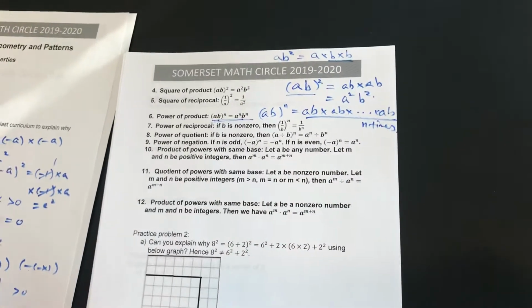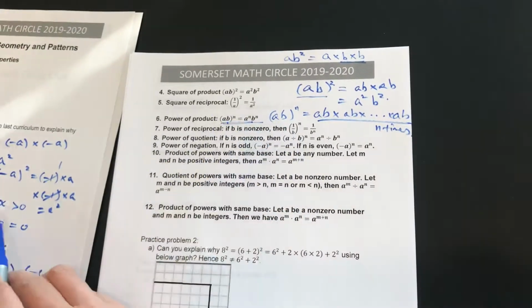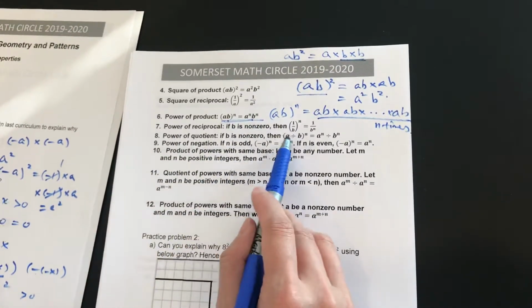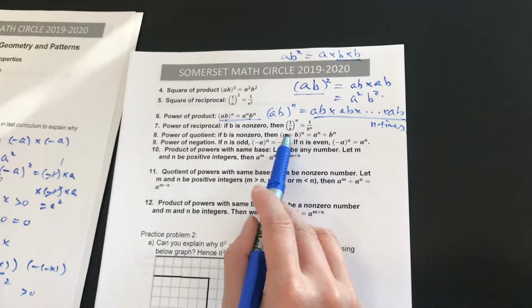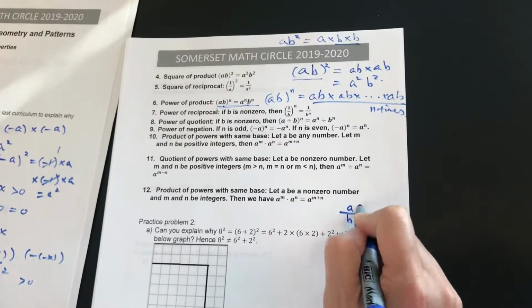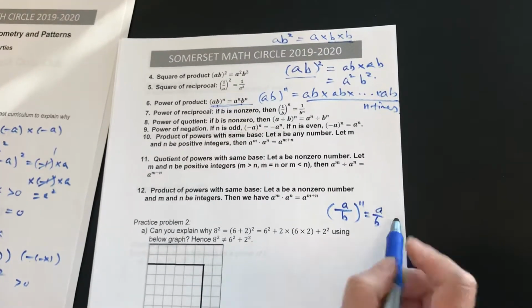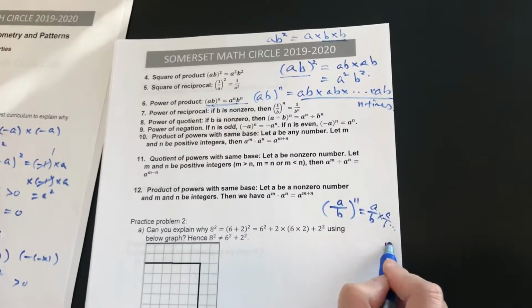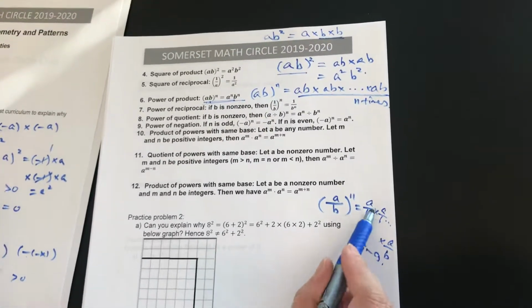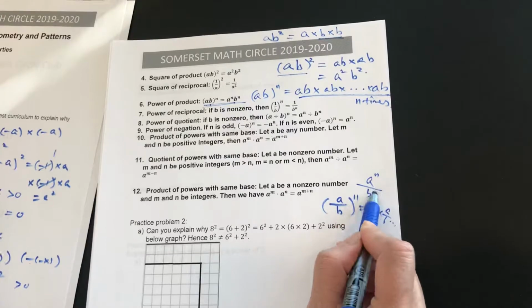Okay. Property number 7, power of reciprocal. This is a generalization of property number 5. Property number 8, power of quotient. If b is non-zero, a divided by b to the power of n is a to the n divided by b to the n. Basically, this one is a over b to the n equals what? So we have a over b multiply a over b multiply, how many times? N times, okay? Then you collect all the a terms, that's a to the power of n. You collect all the b terms, that's b to the n.